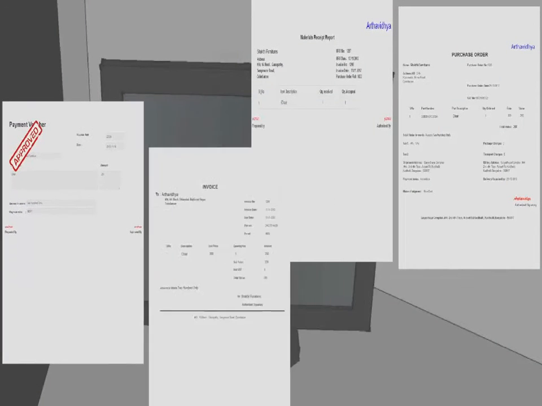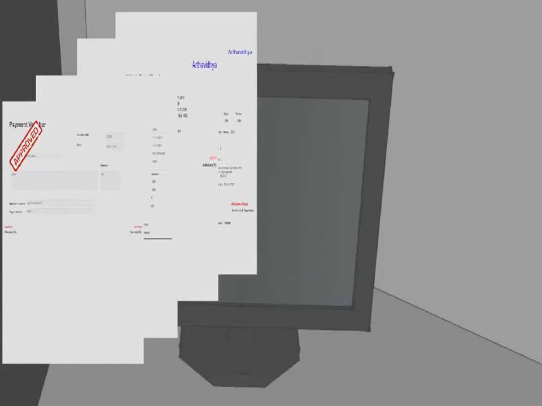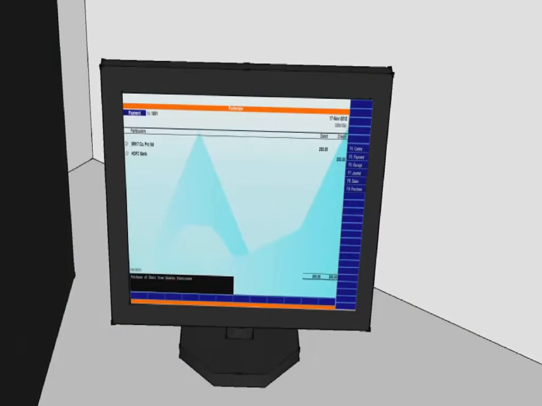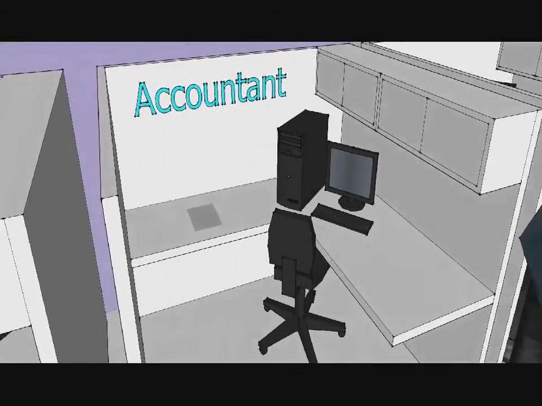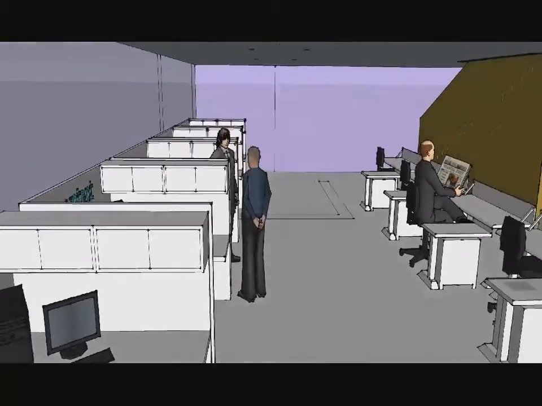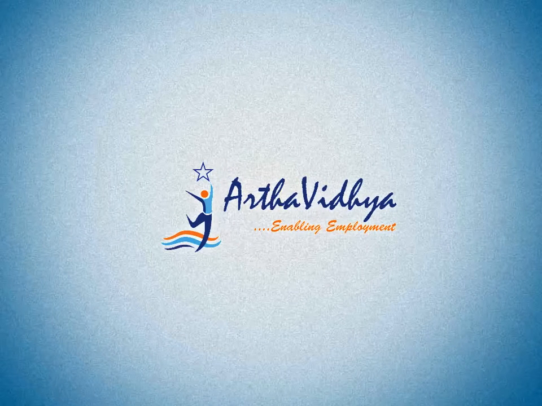Then he has to ensure that the documents are serially numbered and filed for future reference and audit purposes. Later, he passes an entry into the books of accounts. The understanding of all documentation and processes involved in the completion of any corporate transaction is provided by the ArthaVidhya course.